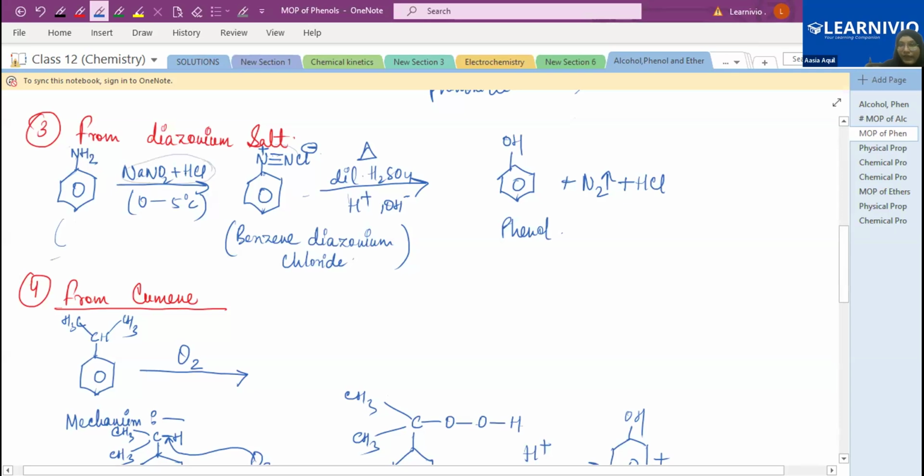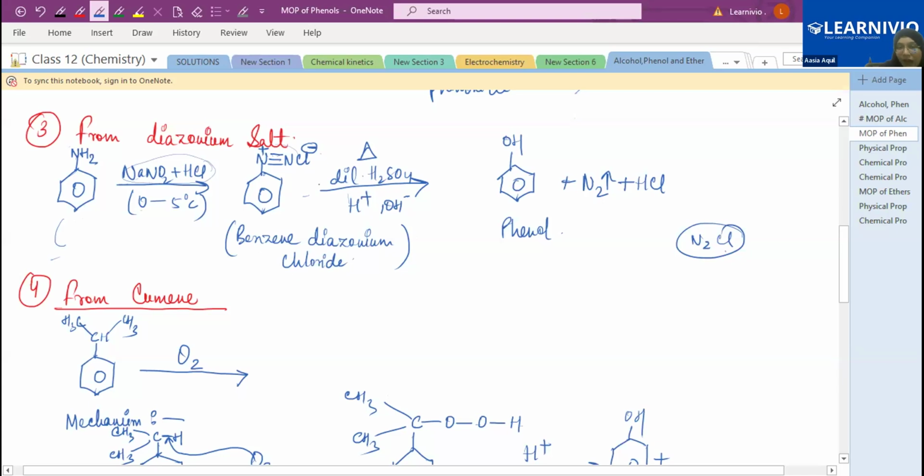So when you take the aniline and add NaNO2 plus HCl, this combination will give you HONO. Now add 0 to 5 degrees Celsius. So aniline on addition of nitrous acid will give you a benzene diazonium chloride. This is benzene diazonium chloride, N2Cl. When N2Cl is attached to benzene, it is a benzene diazonium chloride.